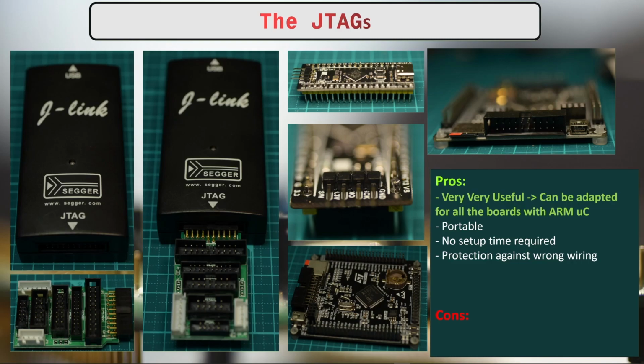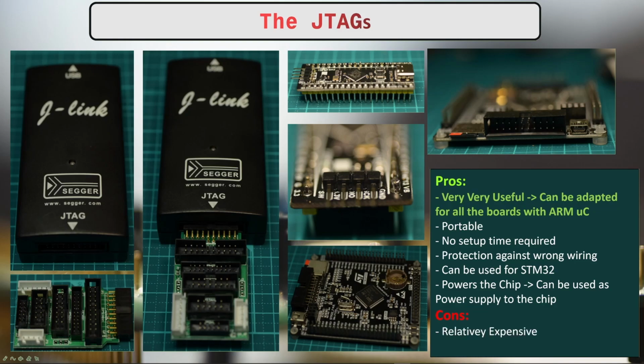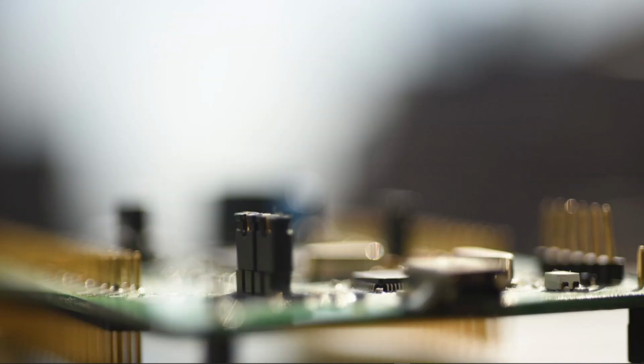It has protection against wrong wiring, so it really has a kind of protection. It can be used for the STM32 and also power the chip. Opposite to the other one, the ULINK, we can power the chip using this one. And finally, it's an expensive chip. This loader is a bit expensive and cannot be used for the STM8. Okay, so let's start working on it.